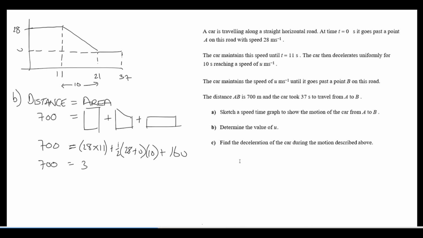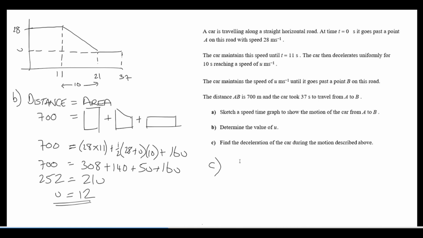Okay, so in my first step, I'm just going to multiply out these brackets. I get 308. Half of 28 is 14 times 10 is 140. And then half of u times 10 would be 5u. Add that onto the 16u. Okay, let's rearrange and try and isolate u. u is going to equal 12. So that unknown speed is 12 meters per second.